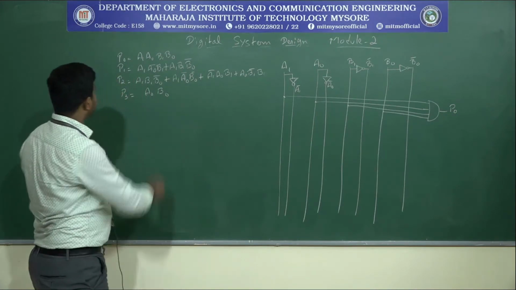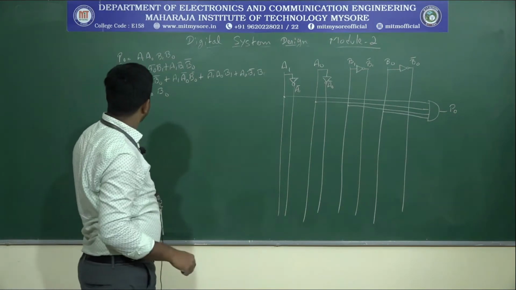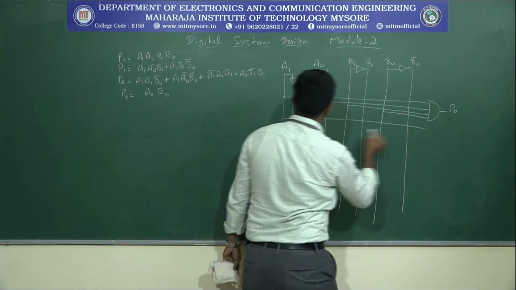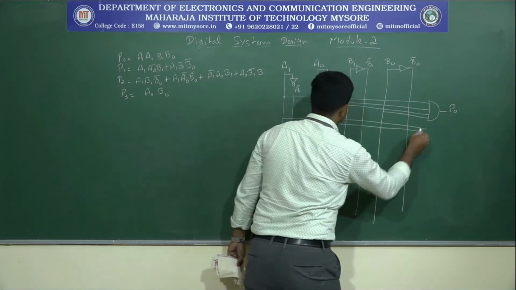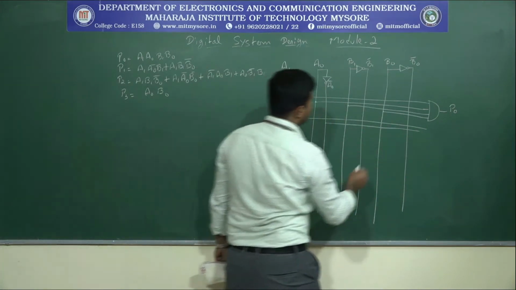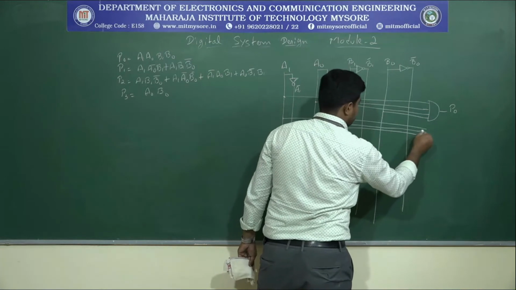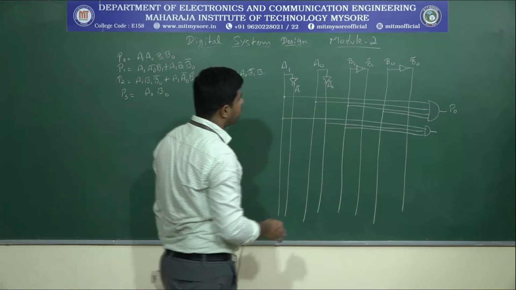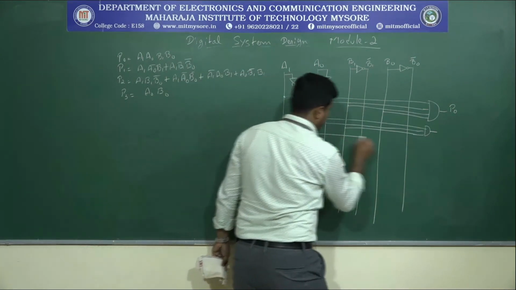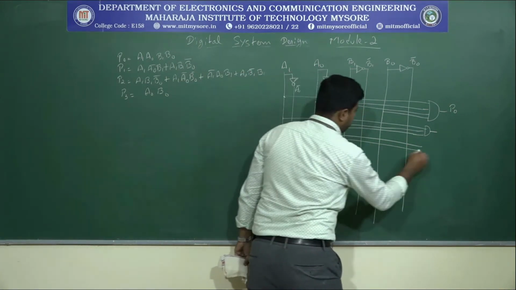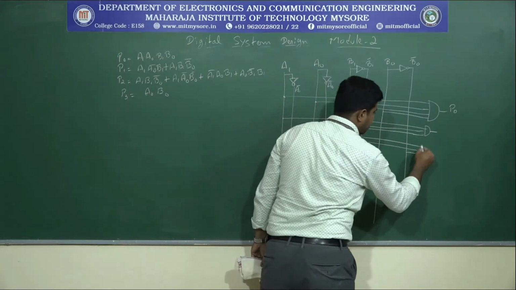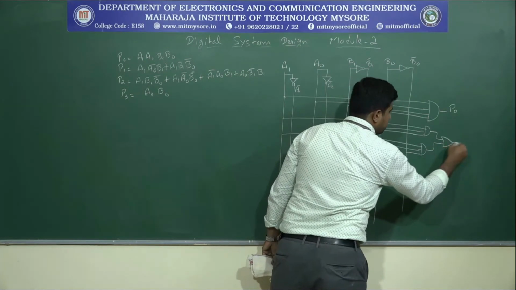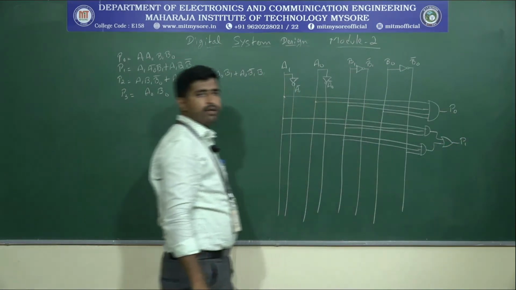Okay, so now next P1, so A1 A naught bar, next B1, this should be AND, next A1 B1 B naught bar, these 3 inputs will be ANDed and these 2 are summed, so that we are going to get the P1.